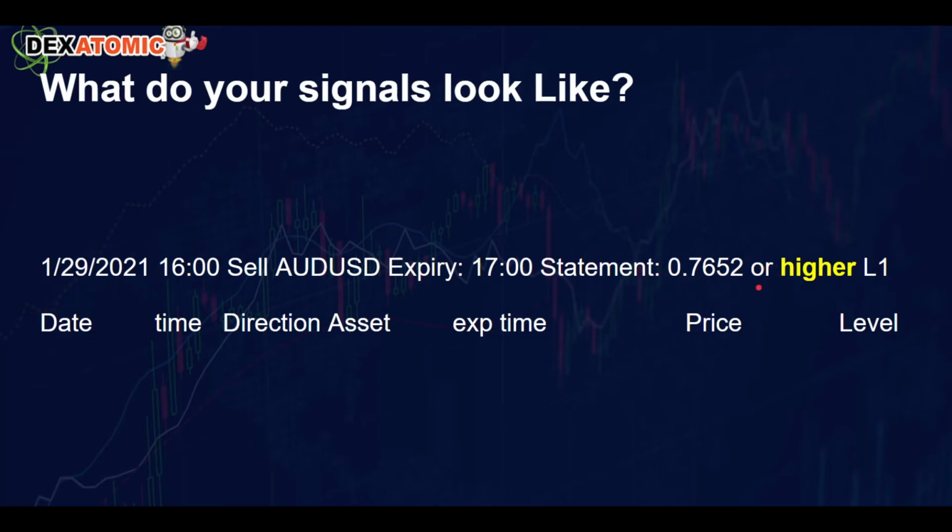Now the "or" statement here depends on if it's a sell or a buy. If it's a sell, we want to be high. We want to grab the statements that are higher. If it says a buy, we would say 7652 or lower. So always pay attention to the "or" statement here. And lastly, the level number. We'll explain this in detail in the next slide.